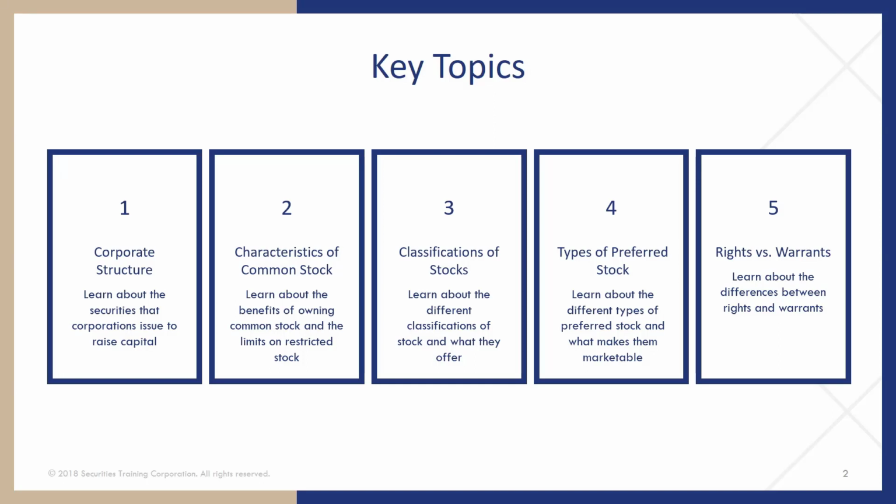Fourth, we'll talk about another type of equity security known as preferred stock, and the characteristics of preferred stock, a little bit about them, limitations, and last but not least are rights and warrants, which are types of derivative securities because their value is derived or comes from the value of the common stock, which we're going to talk about in the second section of this presentation.